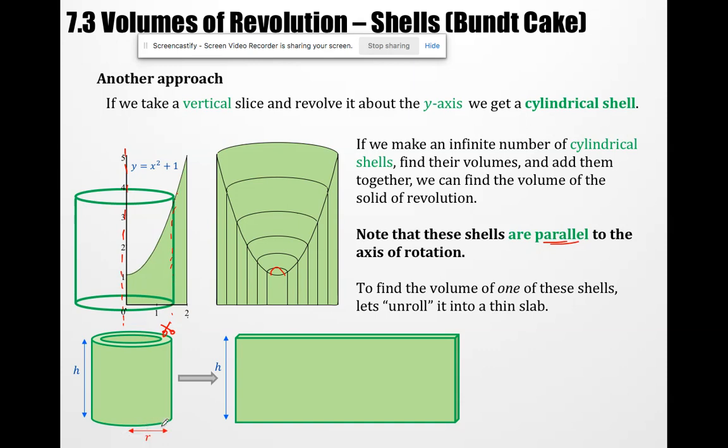The radius, what's the radius? This is the radius when you undo, right? Going all the way around this cylinder. Isn't that the circumference? And when I cut it and unroll it, my circumference is 2 pi r. So what is the area of this rectangle? Isn't it 2 pi r times h?